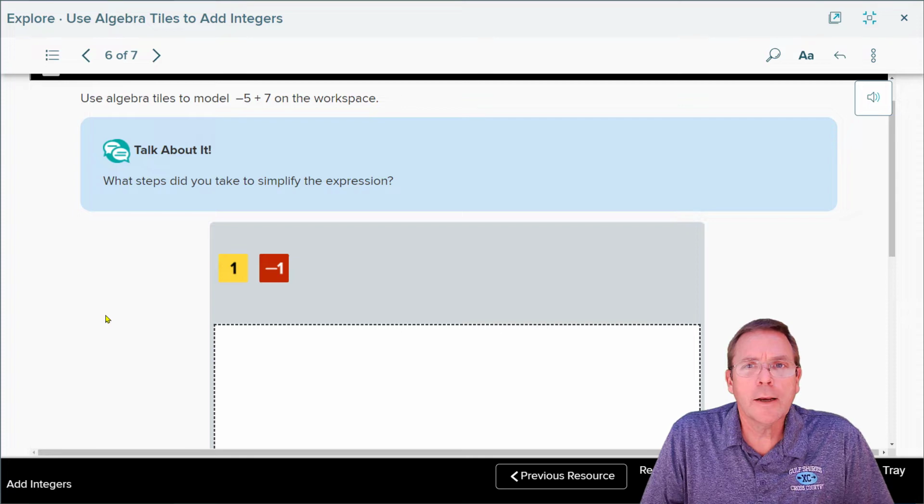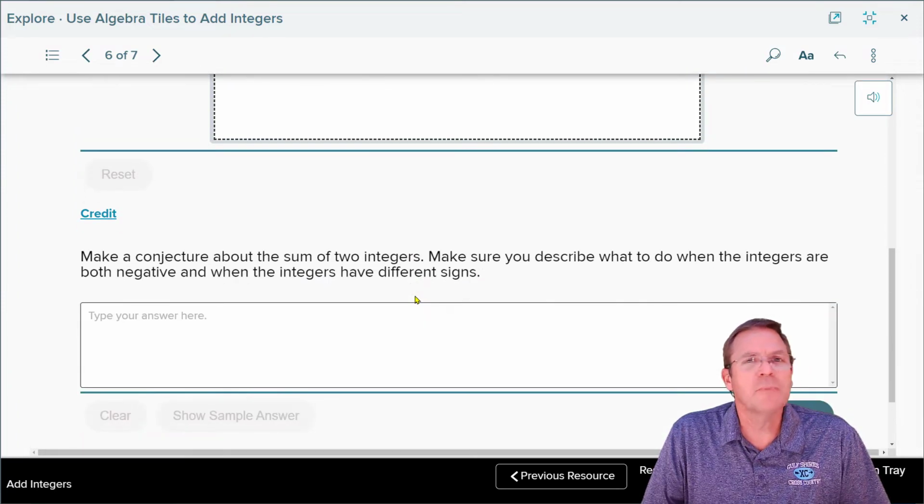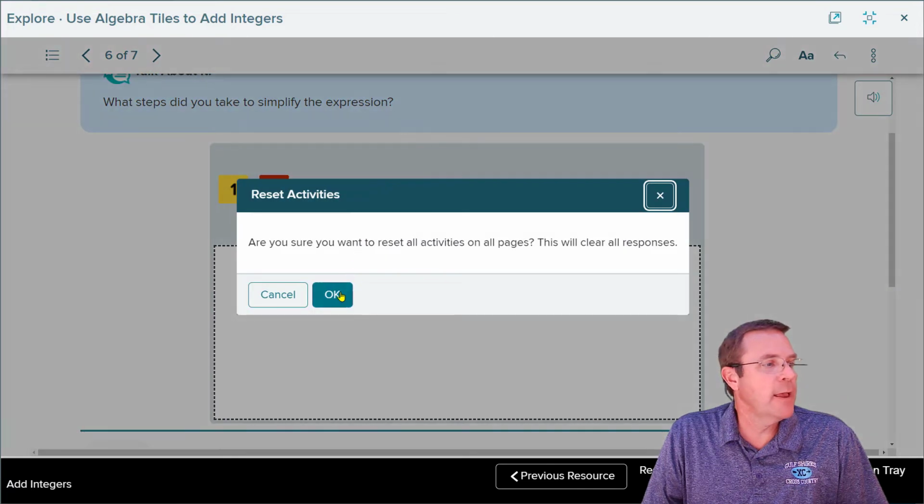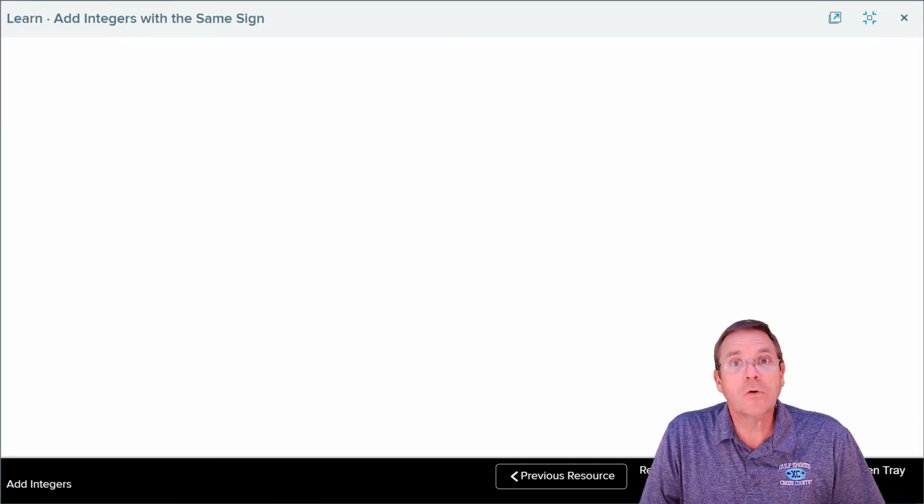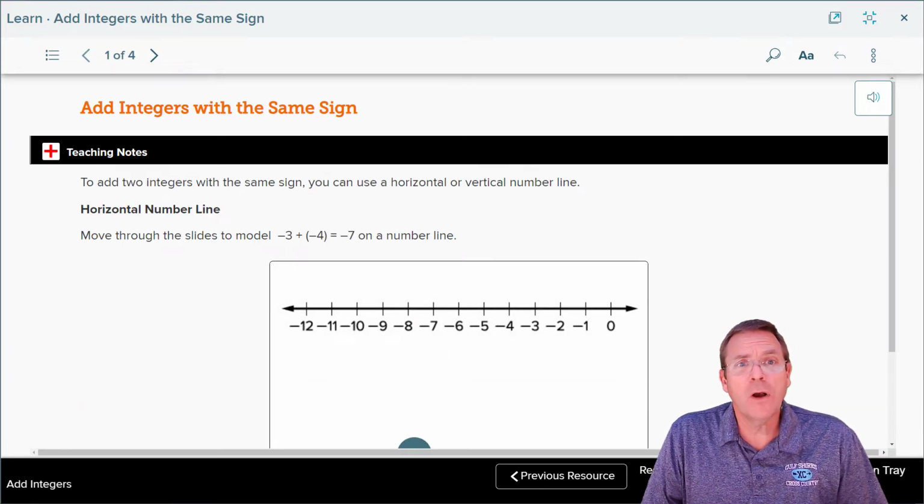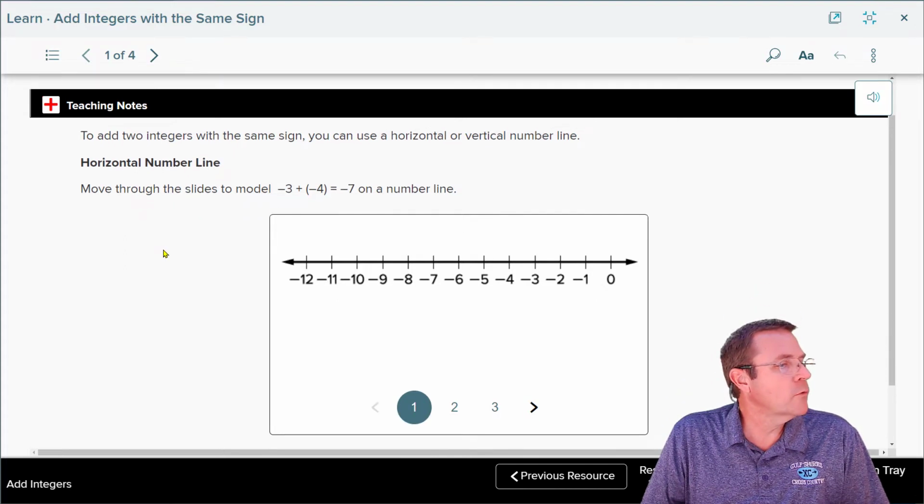Same thing. We're not going to keep wasting time hammering away on these. I'm pretty sure you get how it works with algebra tiles. Now that we understand that, what we really need to do is figure out how to do it with real numbers. And the textbook is going to hammer you with all kinds of number lines and whatnot. And you know what? I'm not going to spend a lot of time on that, but we're going to look at the first set. So here we've got the horizontal number line, and the question they have is to move through the slides to model -3 plus -4 equals -7.